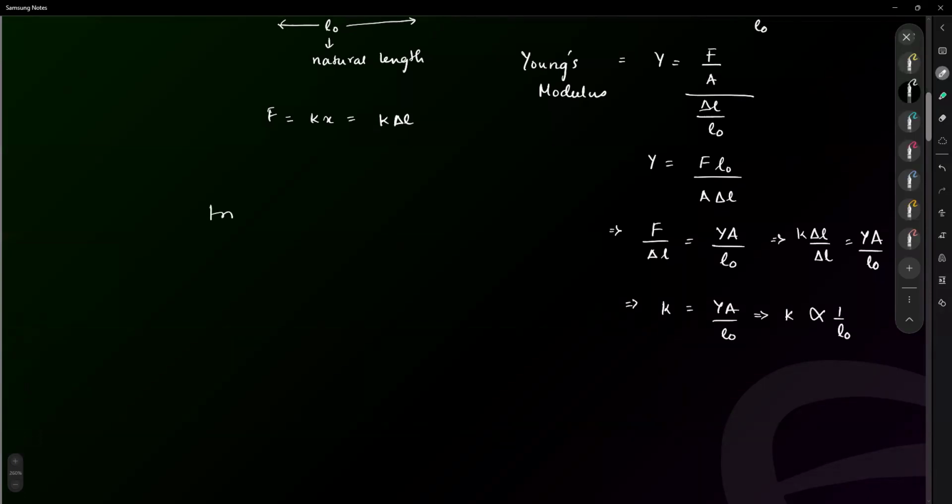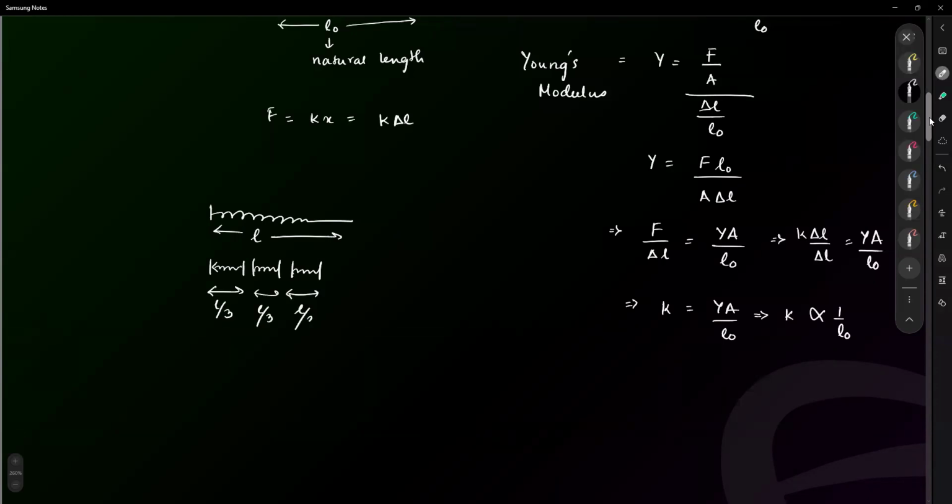That means suppose you have a spring like this, which has a natural length of L. Now, if you divide it into 3 parts, each having length L by 3, now if the original one had spring constant K, they will have spring constant of 3K each.